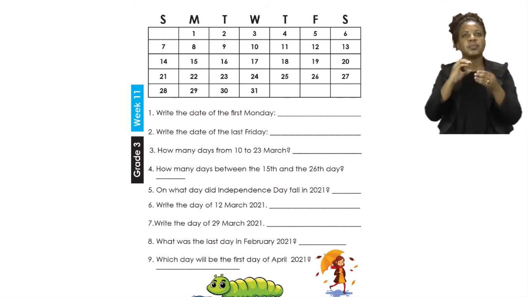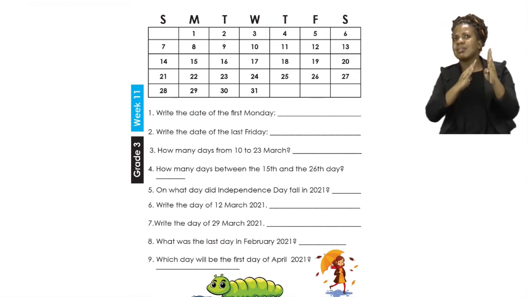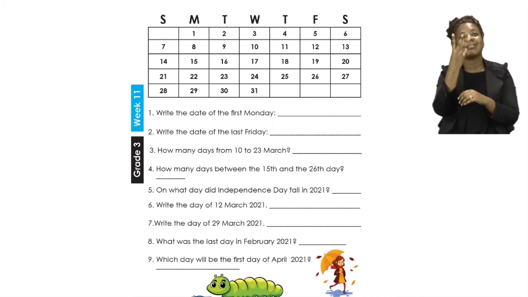Now, number 2 says, write the date of the last Friday. So we need to go to Friday, which is the F, go down with our finger to the last date we can see, and the last date we can see is the 26th. Now, when we're saying days of the week, we use our ordinal numbers and not our regular numbers. So we don't say 26, we say 26th. So we know that Friday, the 26th of March, was the last Friday.